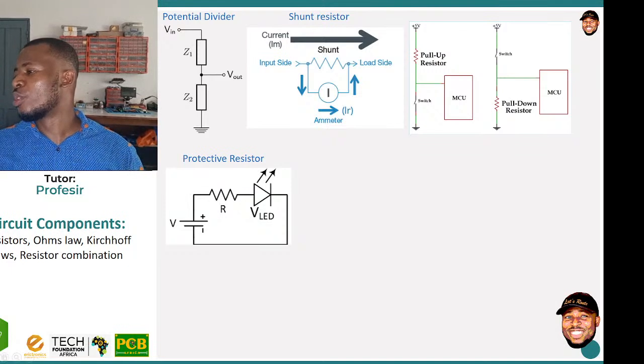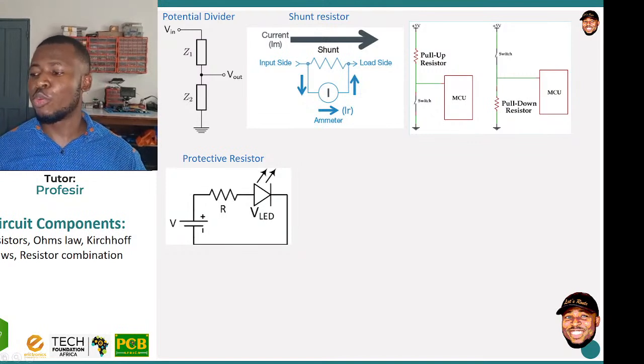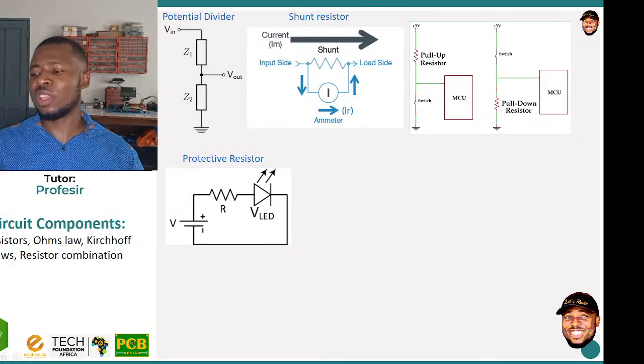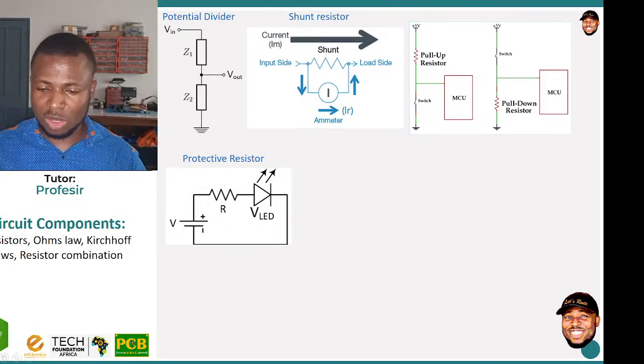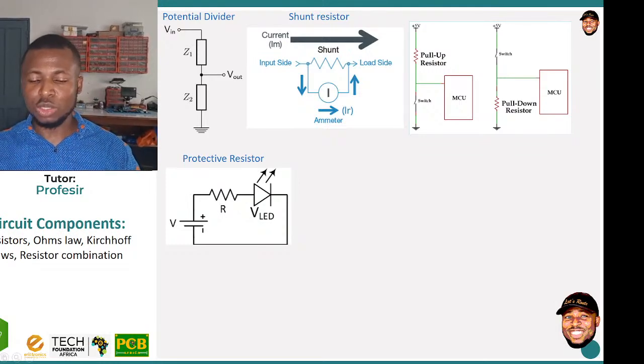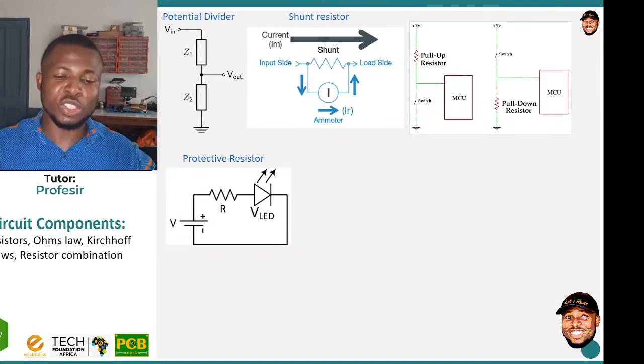Then when we use the resistor to connect the signal or the pin to the ground, we call it a pull-down resistor. And usually you also hear of current limiting or protective resistors. That is usually used when you want to connect an LED to a power source and all that. Okay. So these are various ways that you could hear people talk about resistors in special cases.